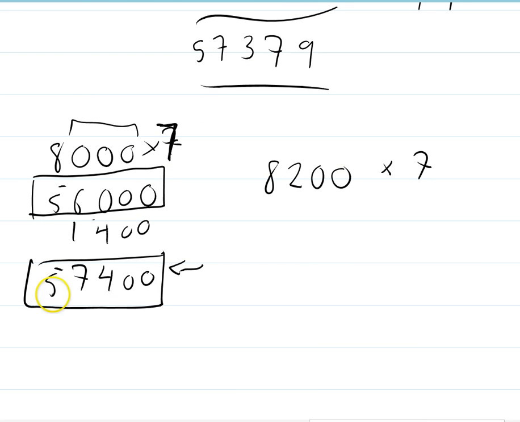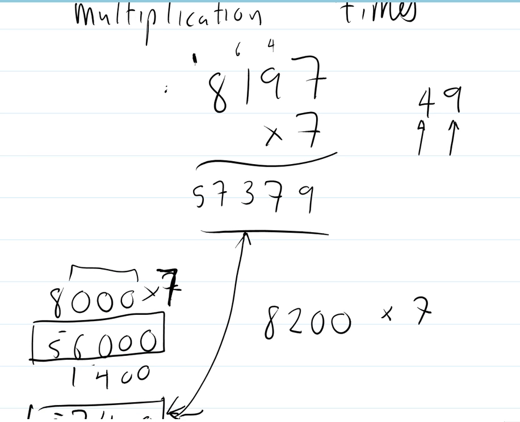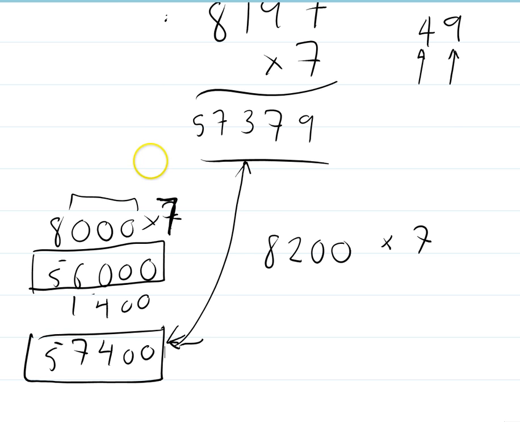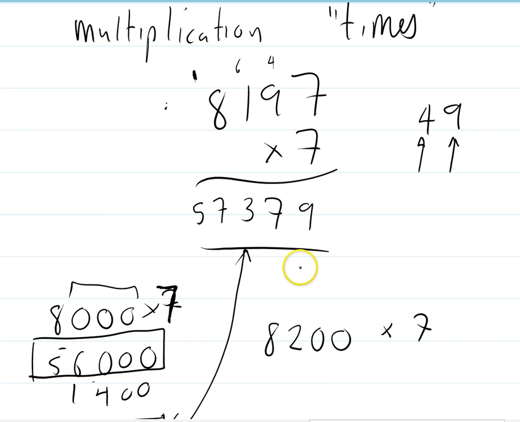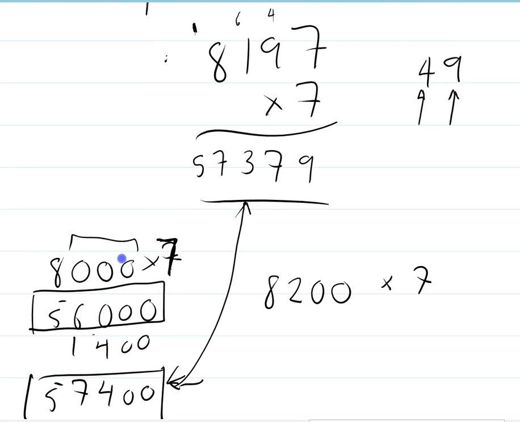And look, I said 57,400, so that's right. That's quite a nice comparison. Of course, I can subtract one from the other and get 21, because we had 8,200 and we've got 3 less than that, and 3 sevens are 21. Okay, a whistle-stop tour of multiplication. I'm going to stop there.